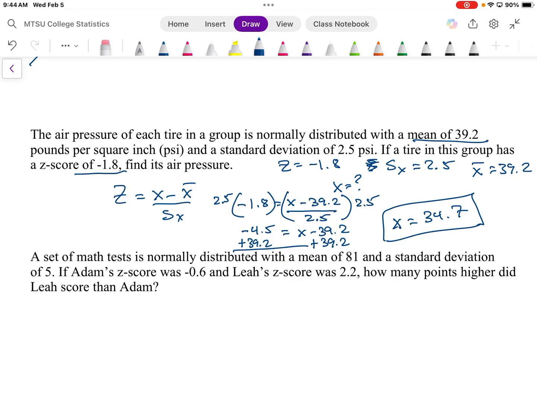And this is where I'll always say, stop, does it make sense? Our z-score was negative, which means that it was below the mean. Is my answer below the mean numerically? Is it smaller? That'll be a quick check. Did you do something wrong in the inverse operations? If you have a negative z-score, your answer should be smaller than the mean, if you're looking for the actual value. Okay.